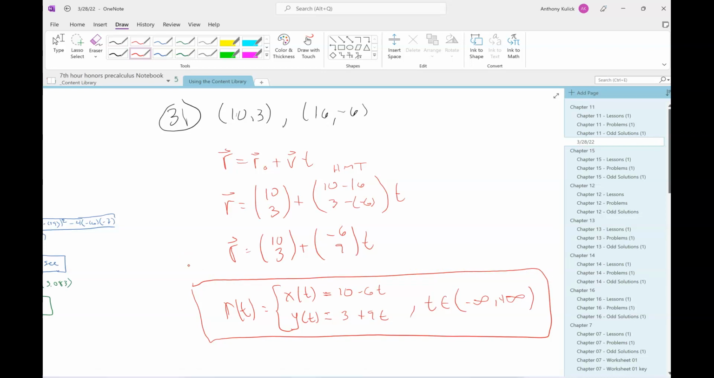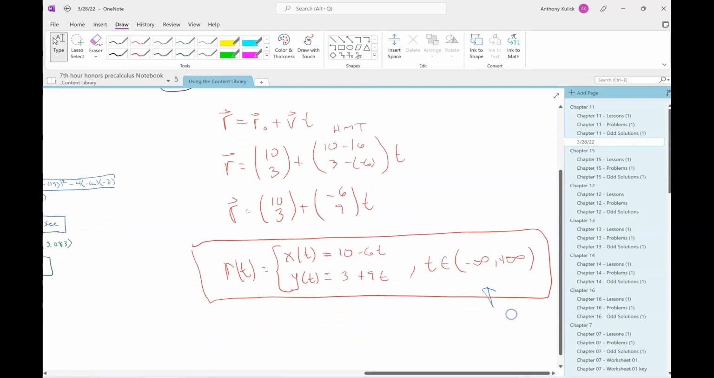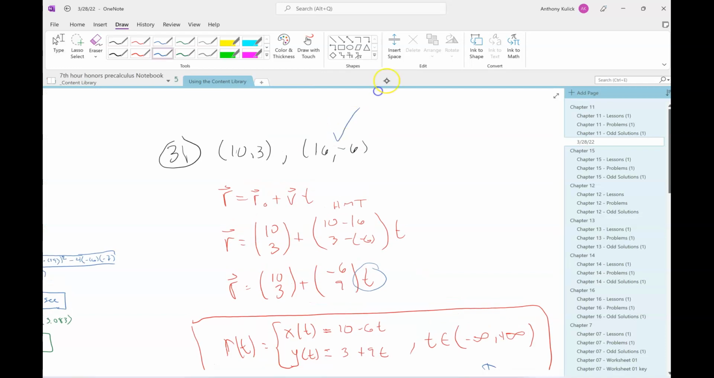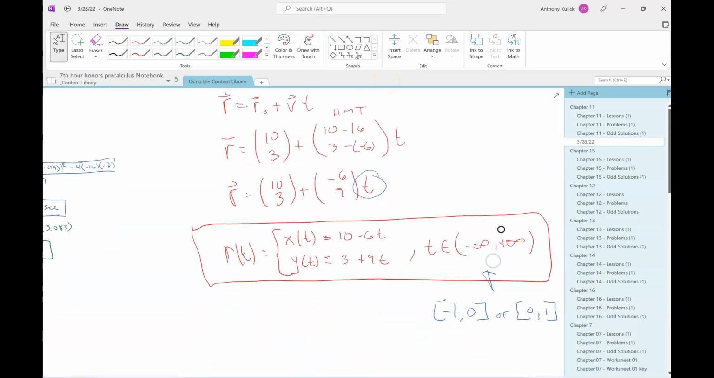You actually do a line segment? Well, if this is a segment, the only difference here is that this would be -1 to 0 or 0 to 1. So it's just a guess and check. If I plug -1 in for t, I would get 16 and then -6, right? Which is my other point. So if it was a segment, that would be the interval that I would need.